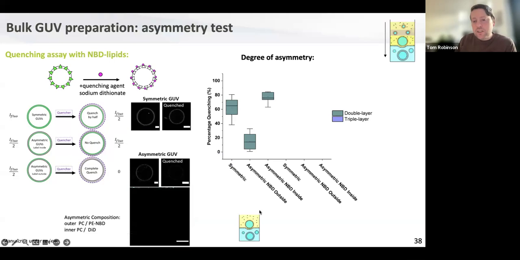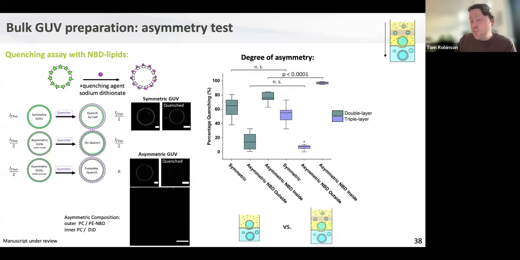So of course, then we can quantify this for lots of different GUVs. First, let's look at the traditional method, the double layer method, which was used beforehand. What we're looking for is around 50% quenching for the symmetric case, and actually, we get about 60%. And we're looking for 0 in one asymmetric case and 100% in the other. So it's not perfect. We have about 80% of the GUVs which are asymmetric.